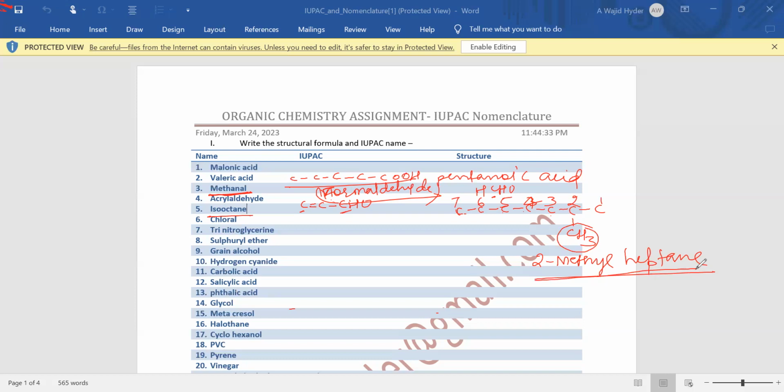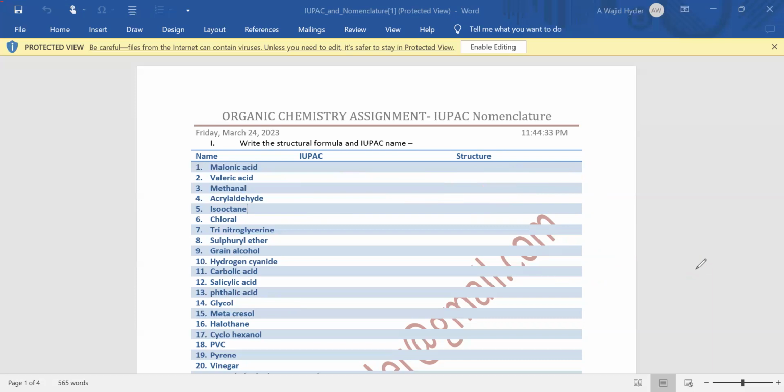Okay. Now I clear this all so that I can get space to talk about chloral. What is chloral? Take C and CHO. These three groups attached to the carbon are Cl. This is CCl3CHO, chloral. Now see what will be its IUPAC name.